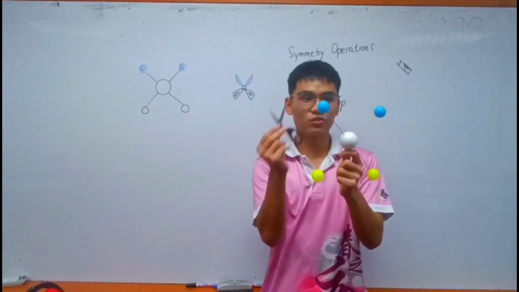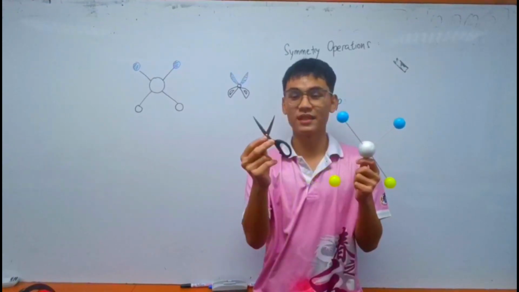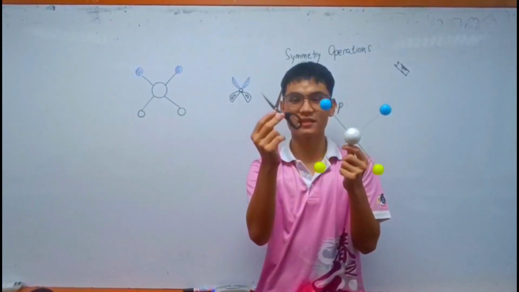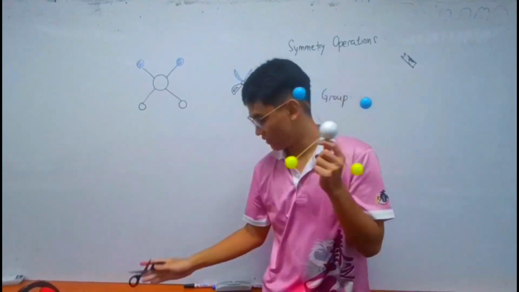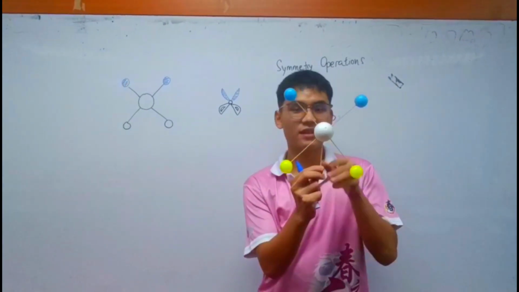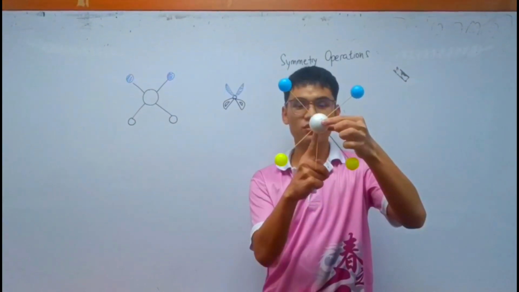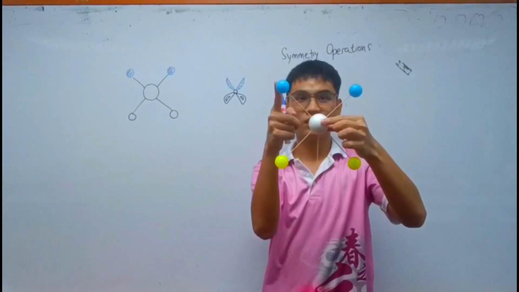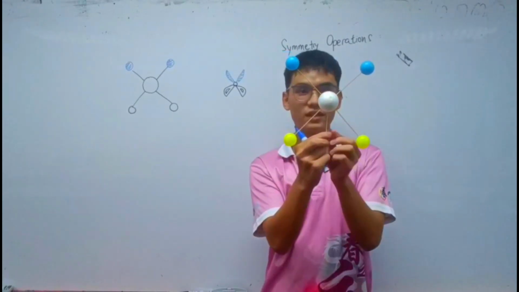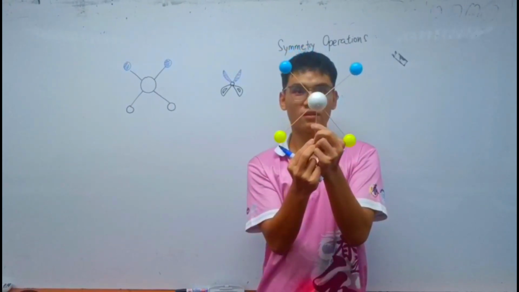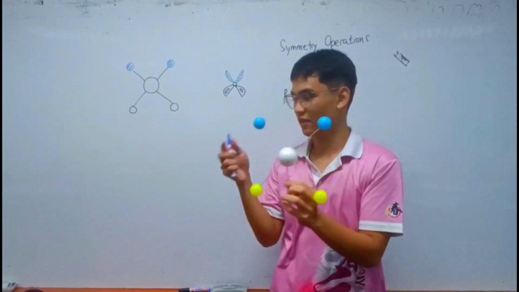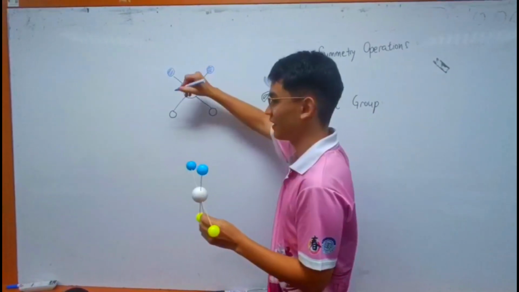The two blue atoms represent the blades of these scissors, and the two yellow atoms represent the handles of the scissors. When we look at this model, we can find that there is a C2 axis passing through the central atom between the two blue atoms and the two yellow atoms. When we rotate through this axis by 180 degrees, we get the same configuration. So, the C2 axis is here.